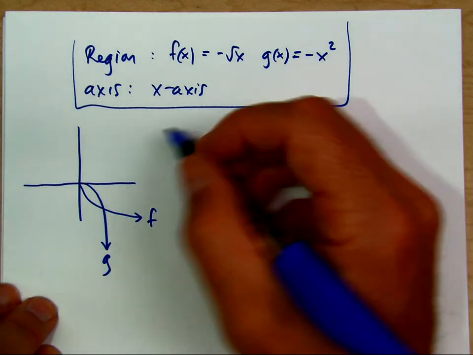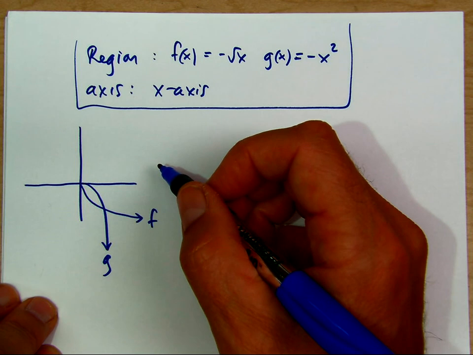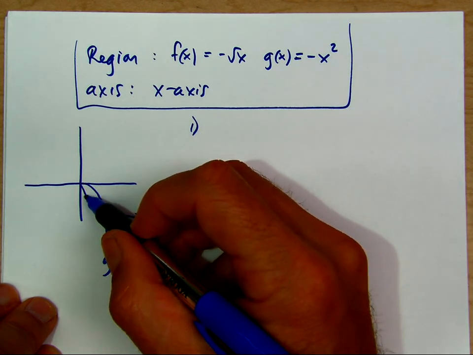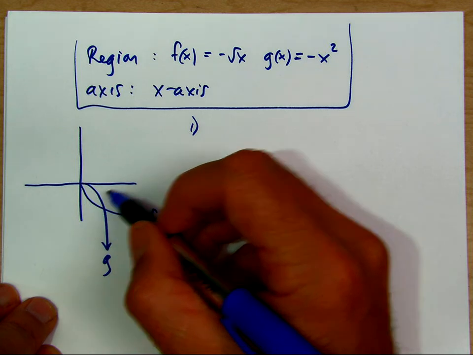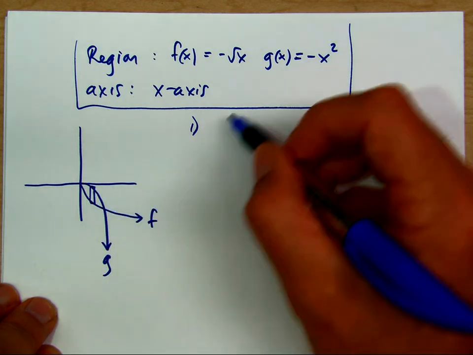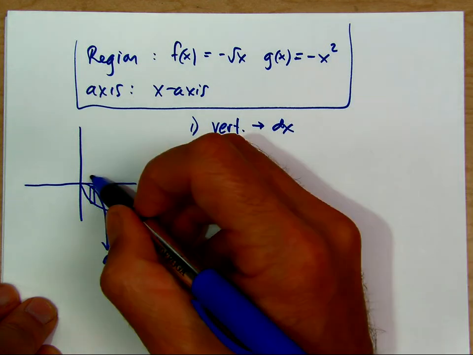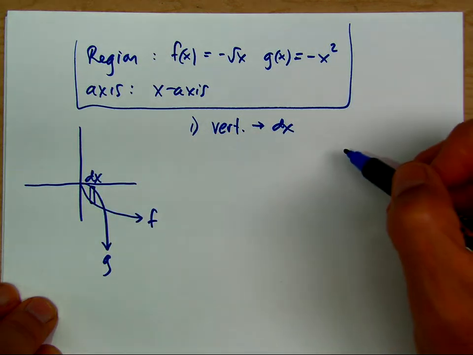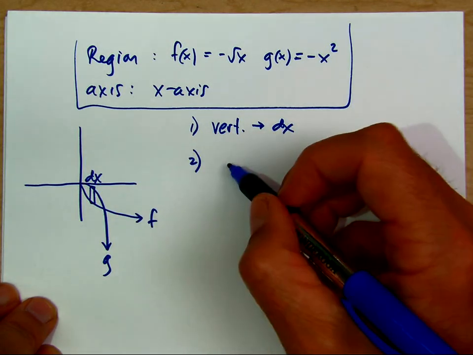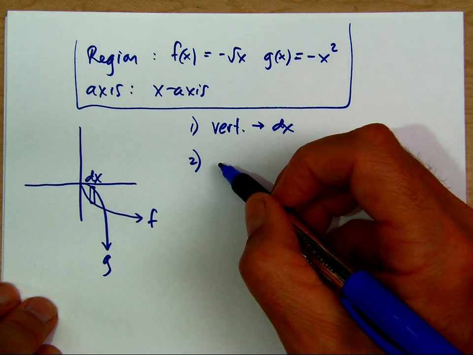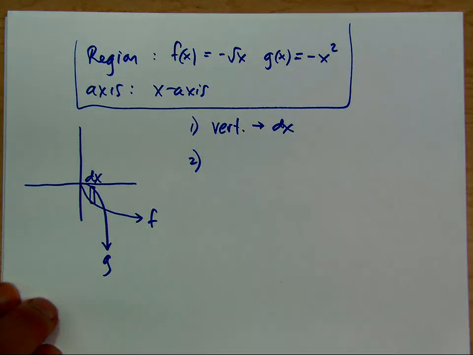And can we use a vertical rectangle? Does every vertical rectangle have the same top and same bottom? Yes, we can use a vertical rectangle, and that means we need to have the integral in terms of x. I'm going to pause the video and we will have a part 2.